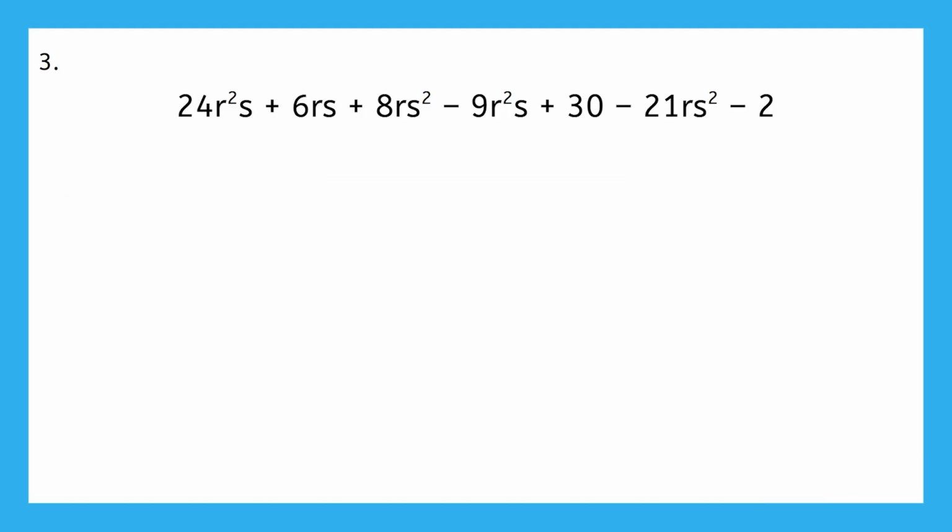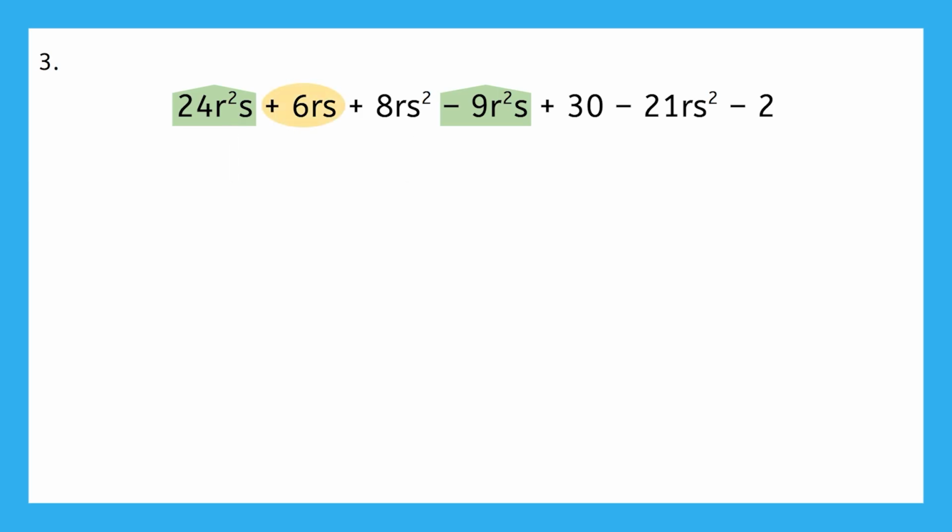All right, let's go over this one. What term in the expression is a like term to 24r squared s? That would be negative 9r squared s. Both of these terms have r to the power of 2 and s on its own. It's important to take note of which variable has the exponent. R squared s is different from rs squared.